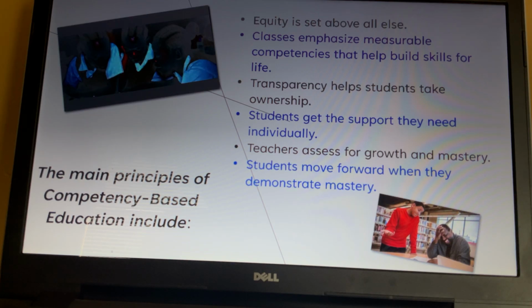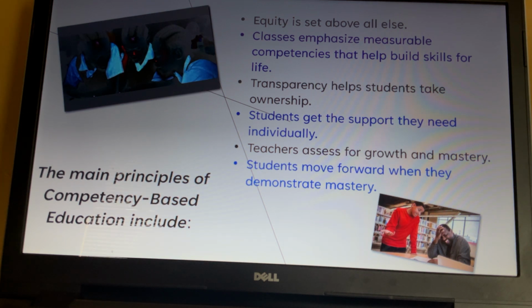The main principles of competency-based education include the bulleted list that you see on the screen. As you look at these principles, which of these can you implement in your classroom tomorrow? Which of these principles will require the support of the school administration? Which will require the support of parents? Which will require that students understand exactly what is happening in the classroom?